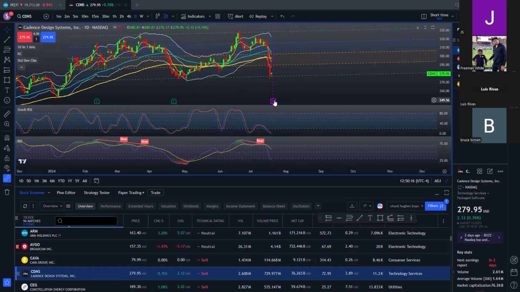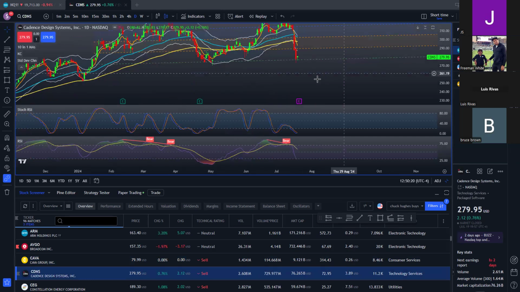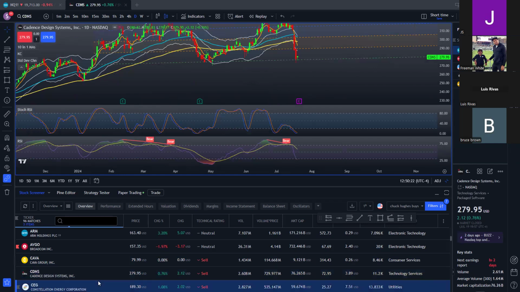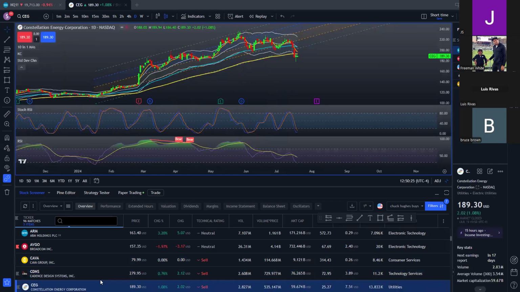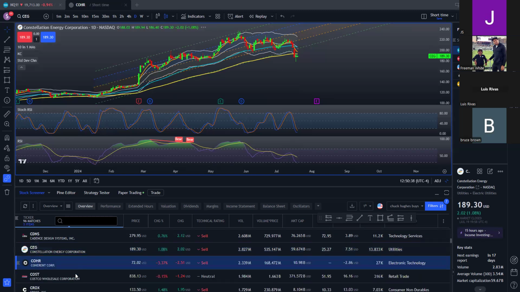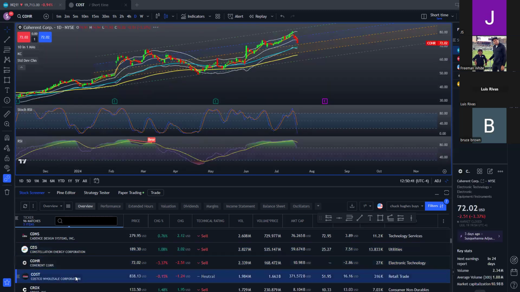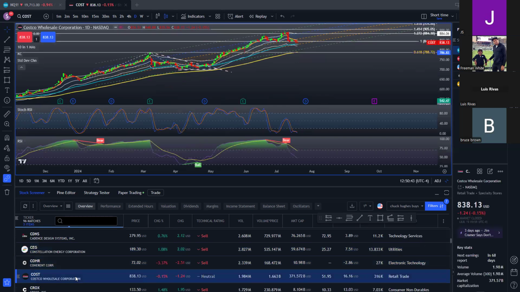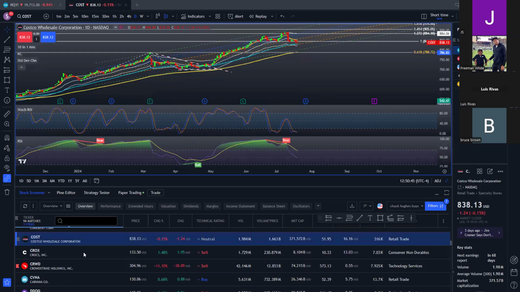We are in earnings on CDNS. So y'all know I don't play earnings, but if I was up on the trade, maybe. This one, CEG, looks like it's ready. I like that candle right here too. Nope, not ready. Costco, is Costco ready? Costco not ready yet. Costco oversold, but it ain't ready yet.